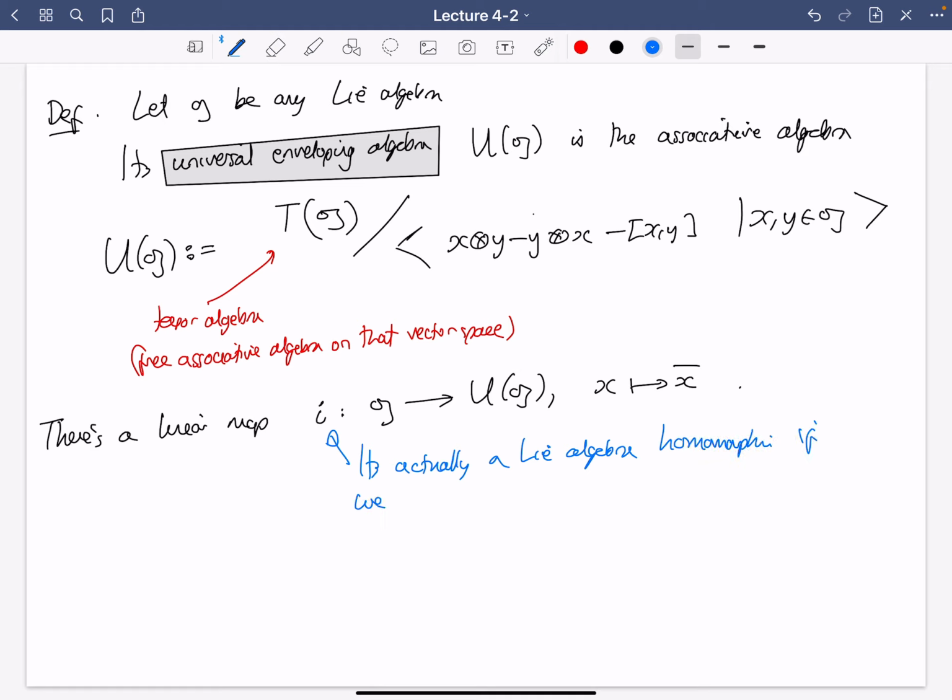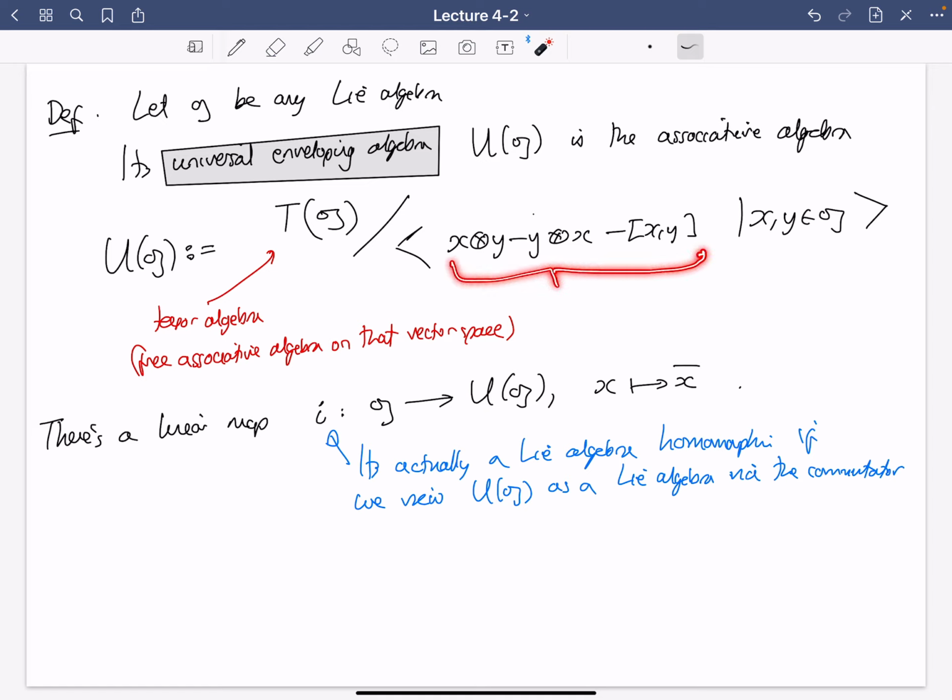If we view the associative algebra U of G as a Lie algebra via the commutator. Remember, any associative algebra can be viewed as a Lie algebra by defining the Lie bracket to be the commutator. So this I is not merely a linear map, it's actually a Lie algebra homomorphism, and that's automatic because of the relations that we've imposed in constructing this U of G.